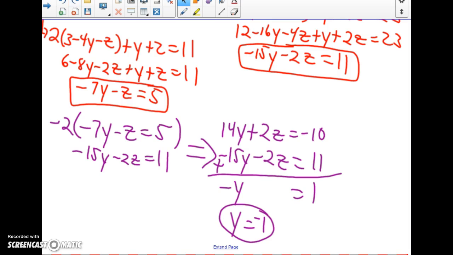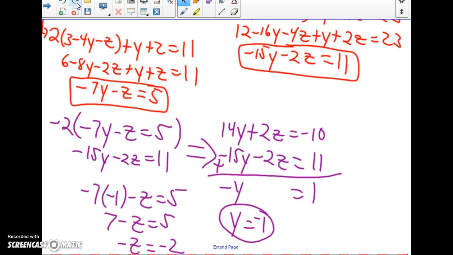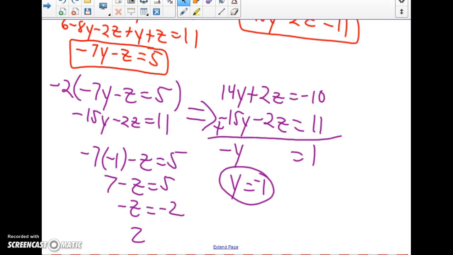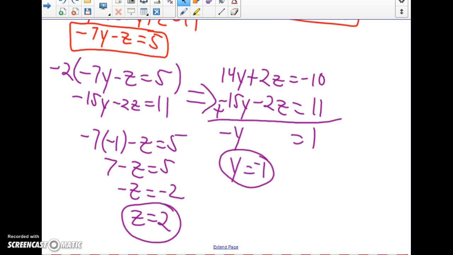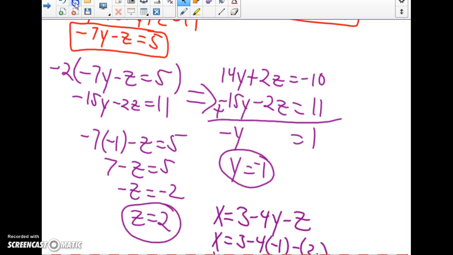All right, so here we go. So I'm going to take the -1 and then put it in for this equation right here. There I am doing it, okay? And I get that z equals 2. You get the same answer at the end. Okay, so substituting z equals 2 and y equals -1 into one of the original equations then.